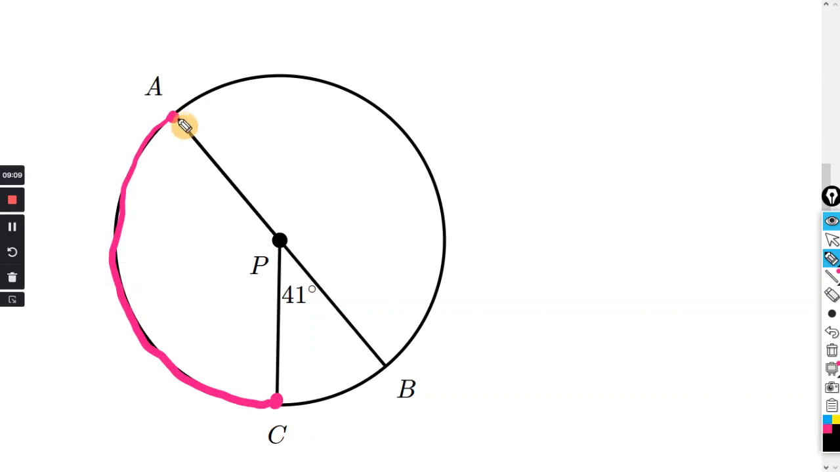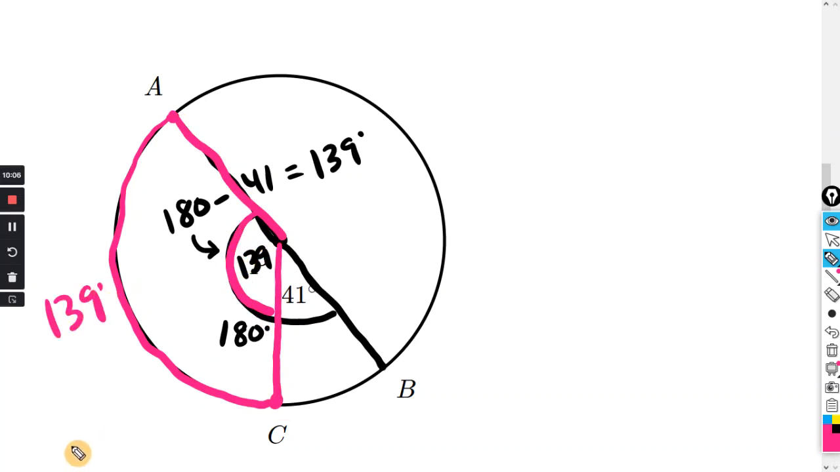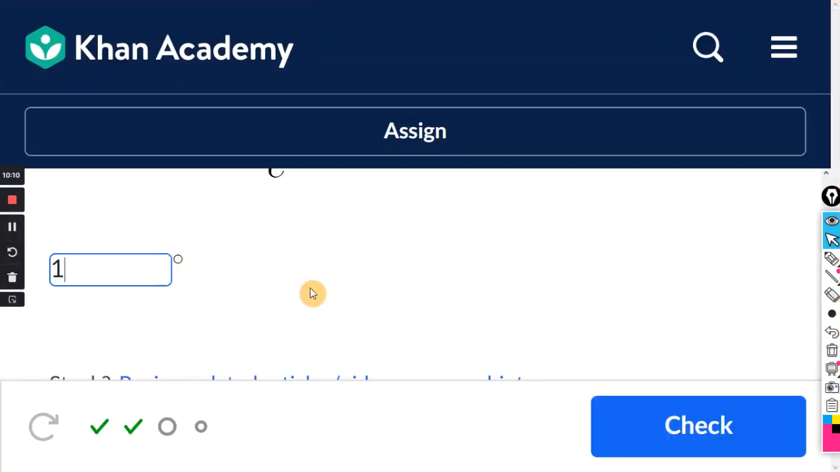Now, they told us that AB was a diameter, so it goes through the center. It's a straight line. And we know that a straight angle measures 180 degrees. Now, if these two combined are 180 and this one is 41, this one right here is just going to be 180 minus 41. And that's going to be 139 in degrees. So right here, this is 139, and that means the arc measure, if I can highlight it for you, this right here and this right here, this angle is 139. That means the arc measure is also going to be 139. So right in the box, 139.